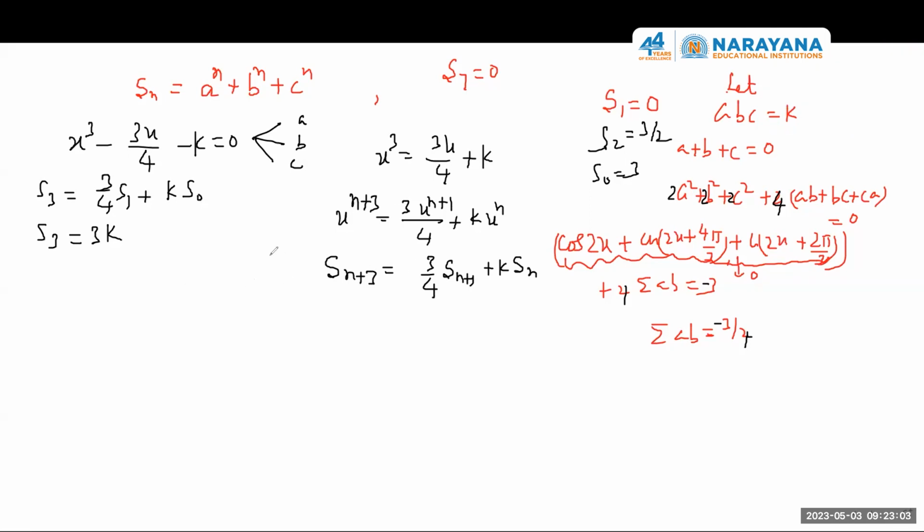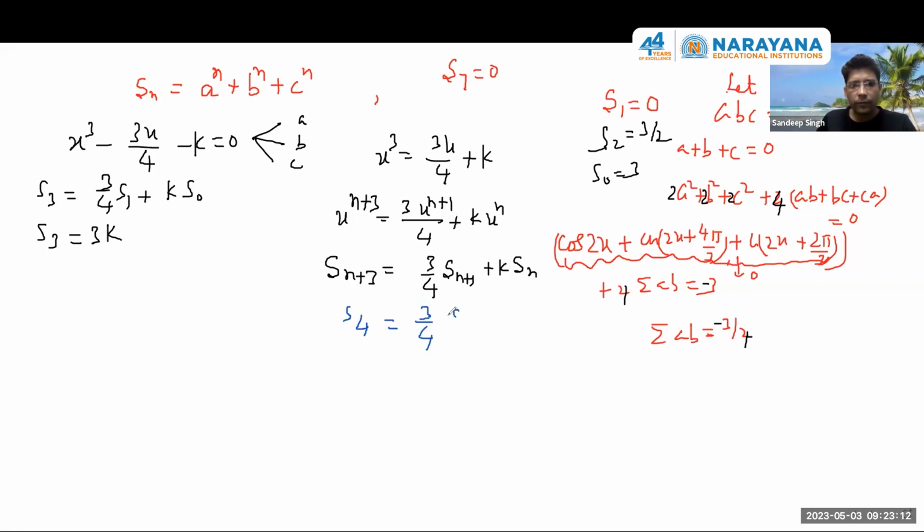Similarly, what is going to be S4? From this equation only. Put n equal to 1: S4 will be 3/4 S2 plus KS1. S2 we have already obtained as 3/2, so this is going to be 9/8 plus KS1, and S1 is 0. So this is 9/8. Please check. S1 is 0, so S4 is a constant, 9/8.